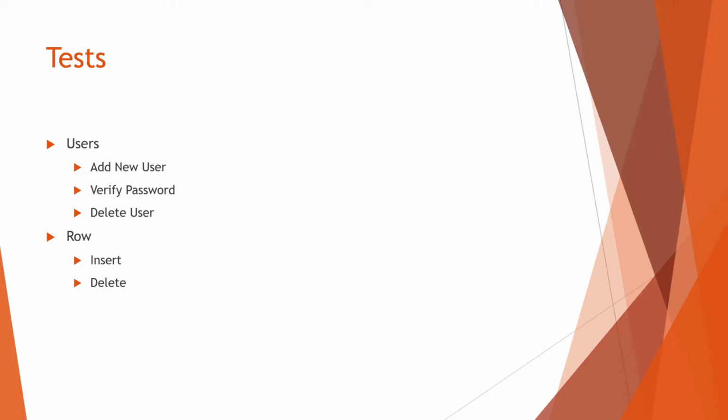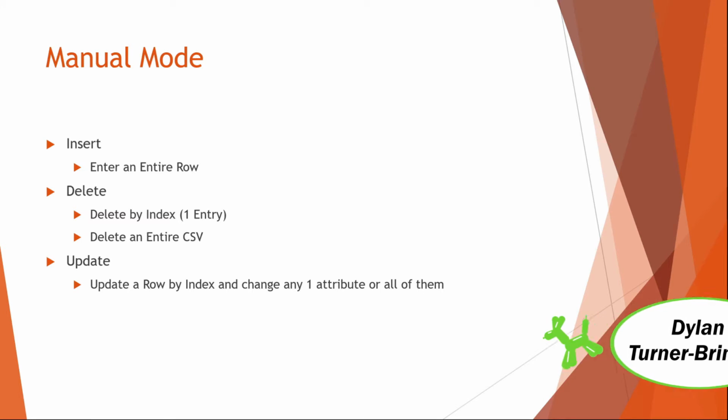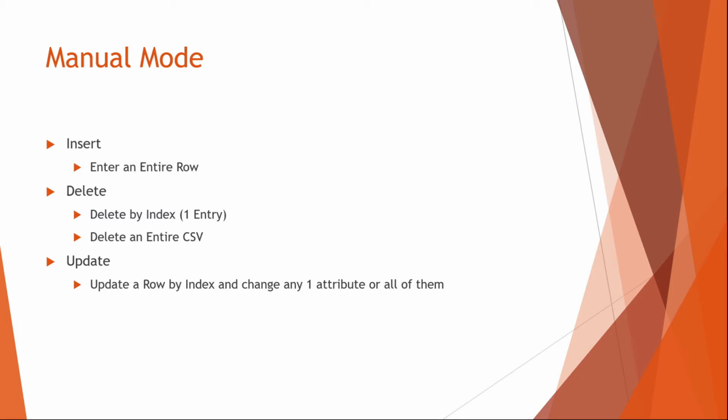So far, we have written a few tests. The first ones that we wrote were for the users, which were to add a new user, verify the user's password once they are already created, and delete a user. We have also written tests for basic row functionality, such as inserting a row, deleting a row, which can be done by either CSV number or the index number. We also finished our manual mode feature, which allows users to manually insert, delete, and modify their transactions. So if you want to be able to add a single transaction without having to put it into an entire CSV file and then upload that, you now have the ability to do that.